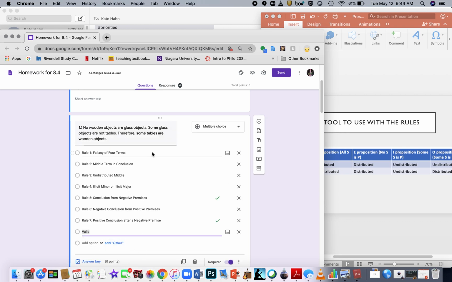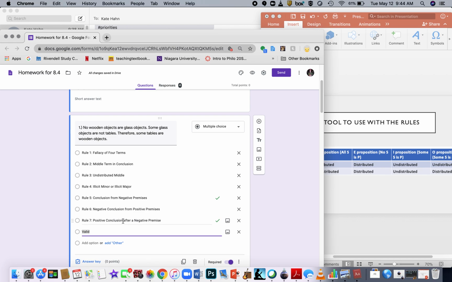The first one: no wooden objects are glass objects. Some glass objects are not tables. Therefore, some tables are wooden objects. So what we have here is a conclusion from a negative premise. This rule tells you that when you have two negative premises, which we have here, we have no and we have some are not, you cannot have any conclusion at all. So immediately when you see two negative premises, you know that it's just not a valid syllogism.